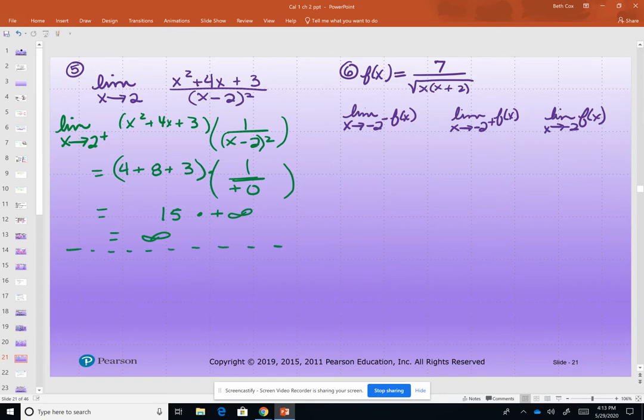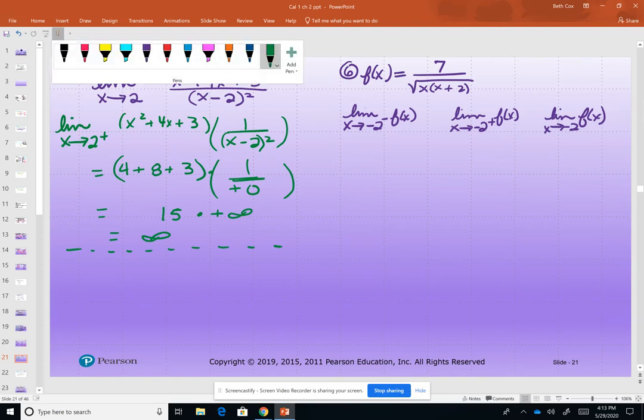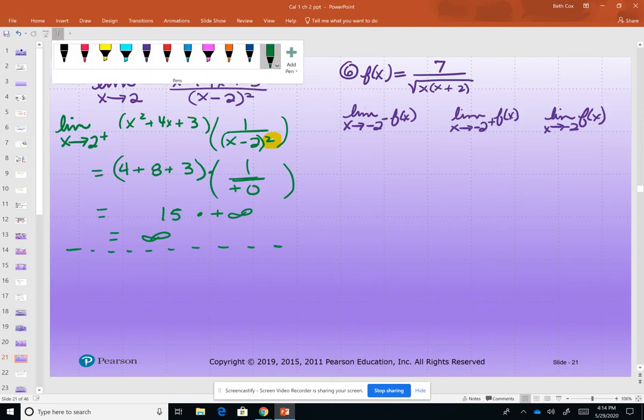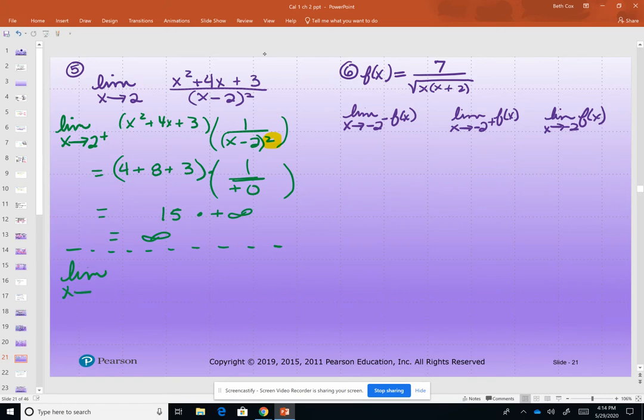Now, doing from the left, I'm going to get the exact same thing. And the reason I know that is because of that right there. That is not going to change this to a negative. I'm not going to get a negative from the left. So from the left, I'm going to get the same thing. So the limit as x approaches 2 from the left is also positive infinity. So my answer for this one is just positive infinity.